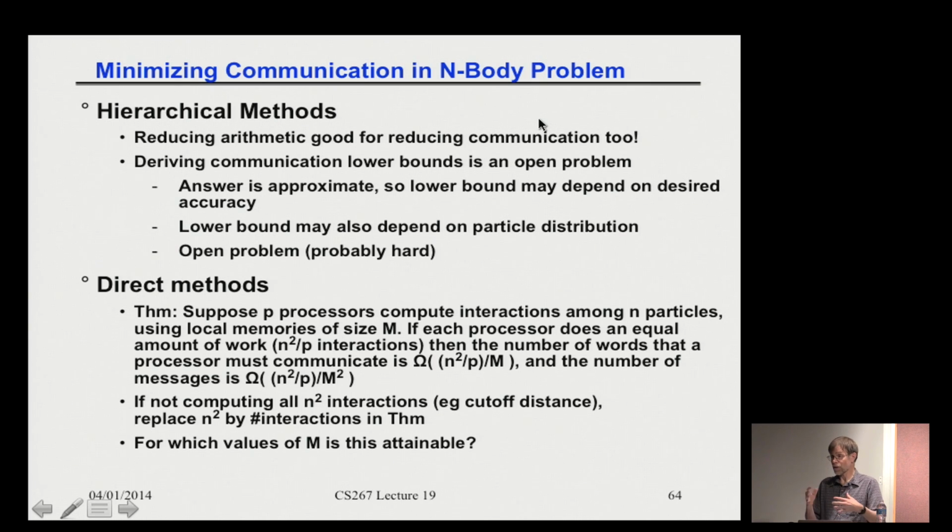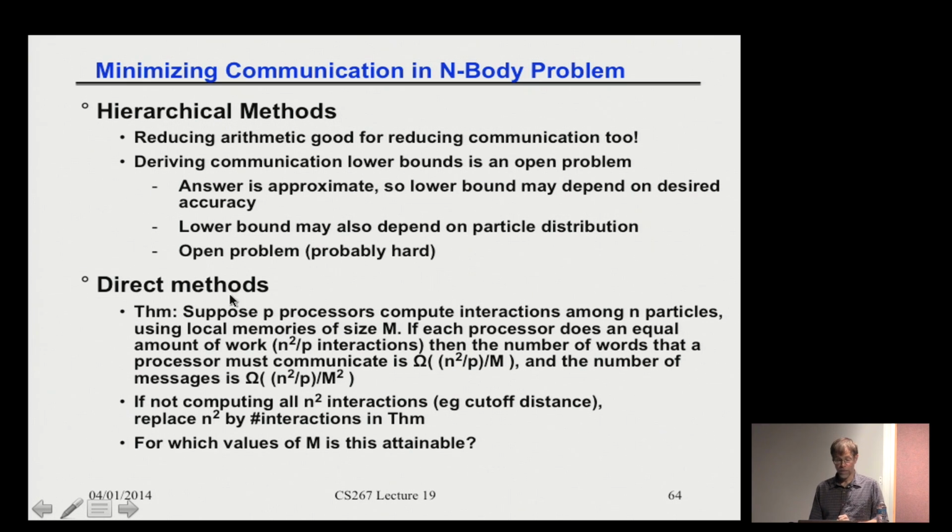But there were also lots of other tricks that people did, the locally essential trees. The data was replicated, so you only had to go across to your neighbors once, and then you did all the tree traversals locally. But coming up with a lower bound is an open question. It's a very hard question to formulate. Is there a minimum amount that you have to communicate? One of the reasons is that these are approximate algorithms, right? You were willing to settle for lower accuracy by definition, since they're hierarchical. So your lower bound may depend in some very complicated way on the desired accuracy. So this is an open problem, and I don't really have anything to say about it.